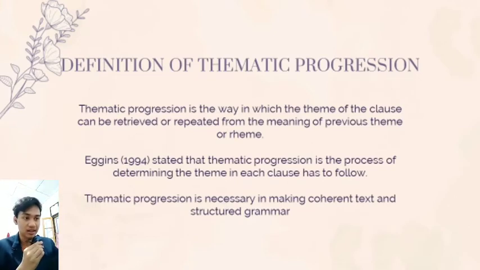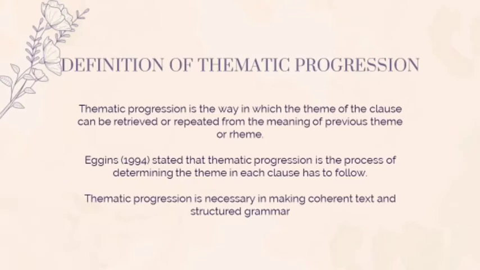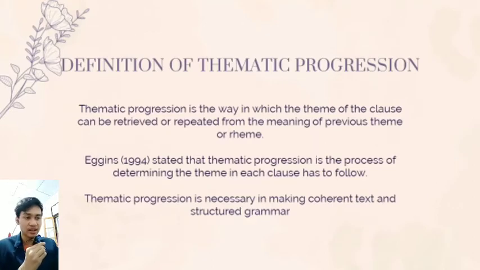Thematic progression is the way in which the theme of the clause can be retrieved or repeated from the meaning of the previous theme or rheme. It is also stated that thematic progression is the process of determining the theme each clause has to follow. But why are we doing this? What is the function of thematic progression? Well, it functions as a bridge. It helps in making the text coherent and the grammar structured.